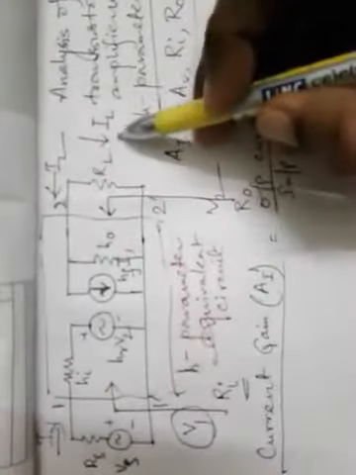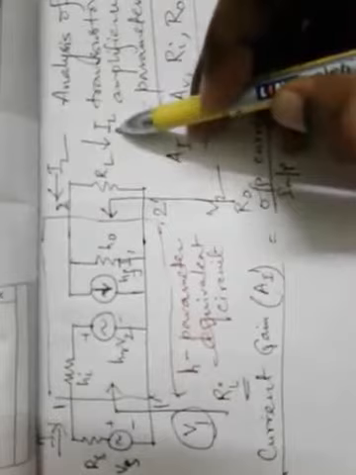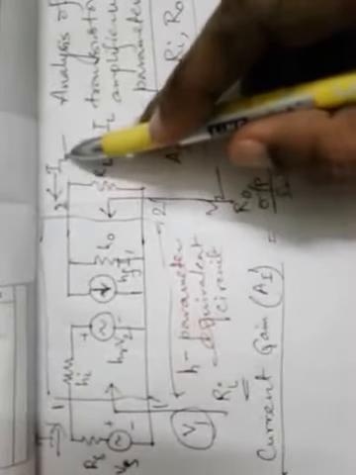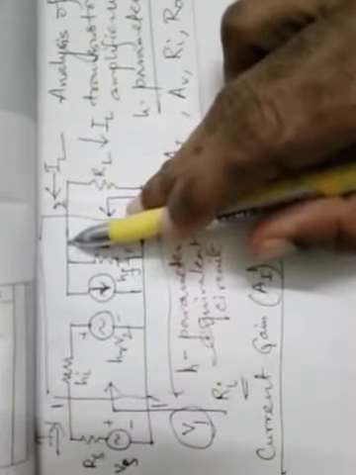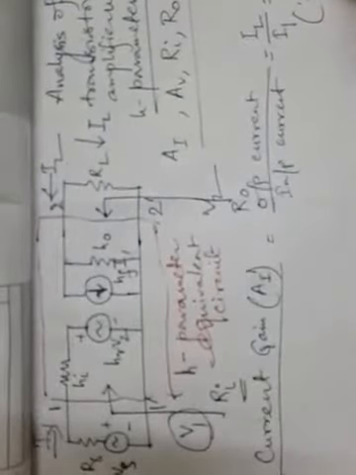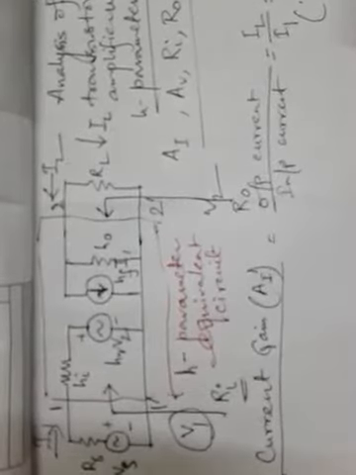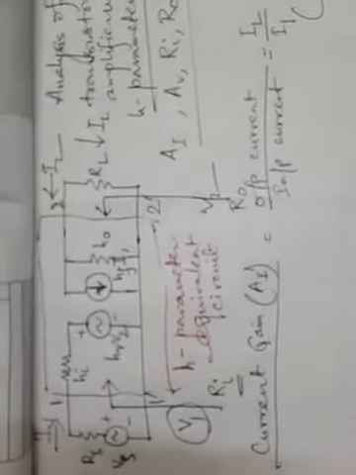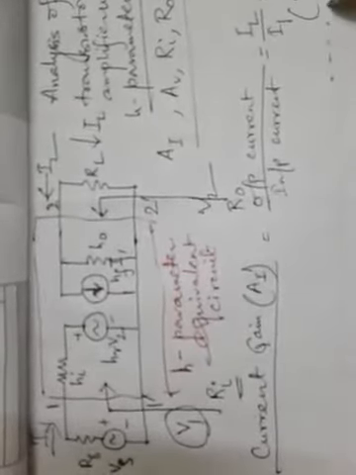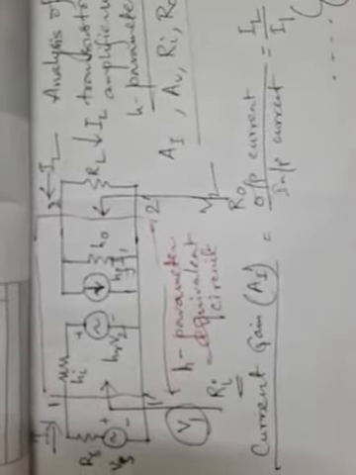And now if IL is flowing from top to bottom here, that means it is directed opposite to I2, because I2 is flowing into the transistor. So this can be written as minus I2 by I1, since I2 is minus IL. Okay, so give this as equation number 1.